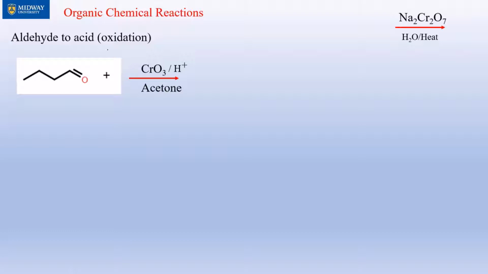Now, when an aldehyde goes through oxidation, you see the reagents are exactly the same. And what do they have in common? They all are oxygen rich, so it's oxidation. When you have an aldehyde and an aldehyde undergoes oxidation, it produces an acid.